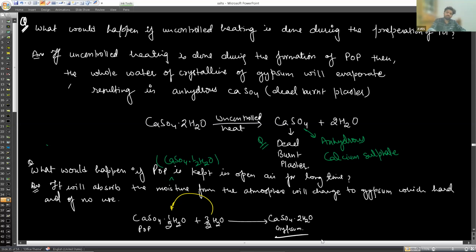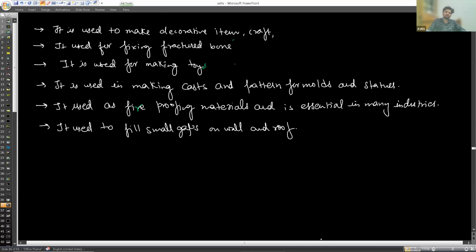So Nabil, just write down the uses of this. Uses: it is used for decorative items, for fixing fractured bones, and for making toys. After you've done this, you can leave.